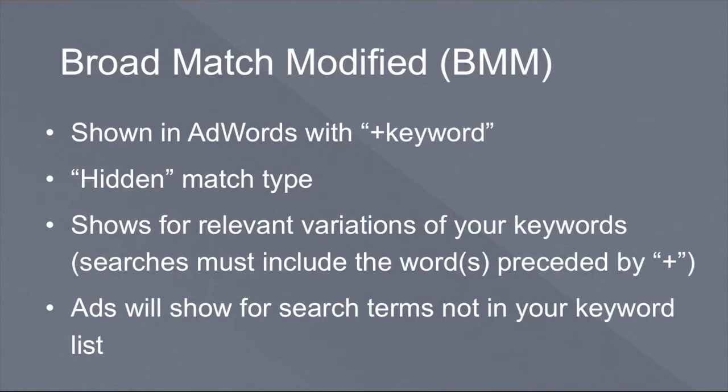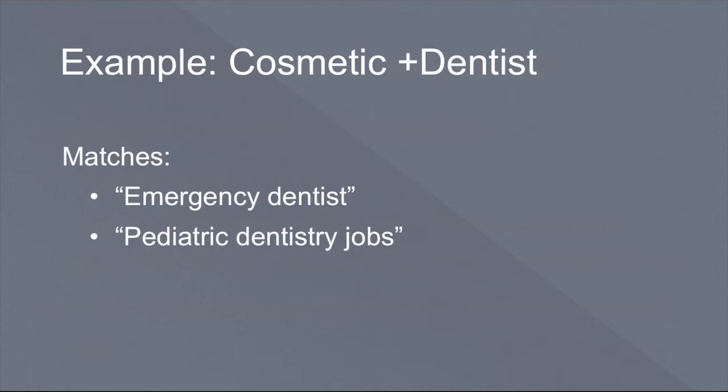So it shows for relevant variations of your keyword, and any word that has the plus sign in front of it must be in the search term. But if you have, say, a 3-word search string and only 2 of them have the plus sign in front, then you can get some interesting results. As a result of that, you will show for things that are not in your keyword list. So for example, cosmetic plus dentist would show for emergency dentist because it includes the word dentist. It would also show for pediatric dentistry jobs, again because we include the stemming of the word dentist.